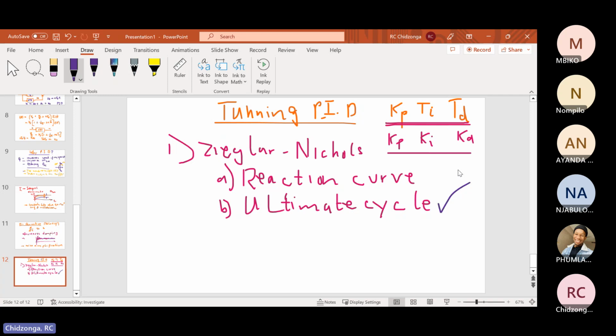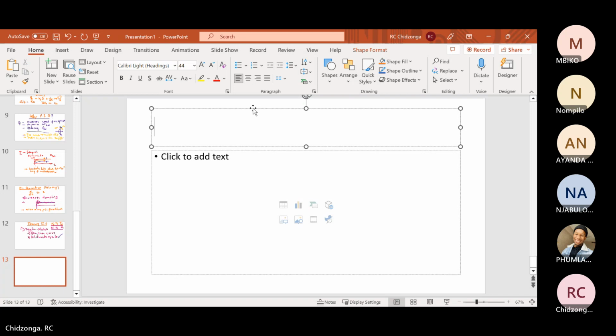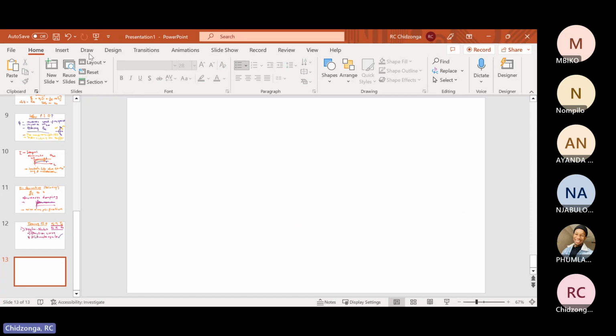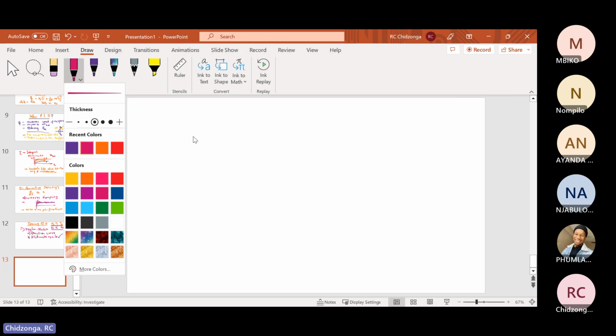So how do you know which one is the best? That is what we call tuning. And I've said here there are two traditional methods, the reaction curve method and the ultimate cycle method. I will describe the ultimate cycle method and close. The ultimate cycle method is also called the closed loop method.